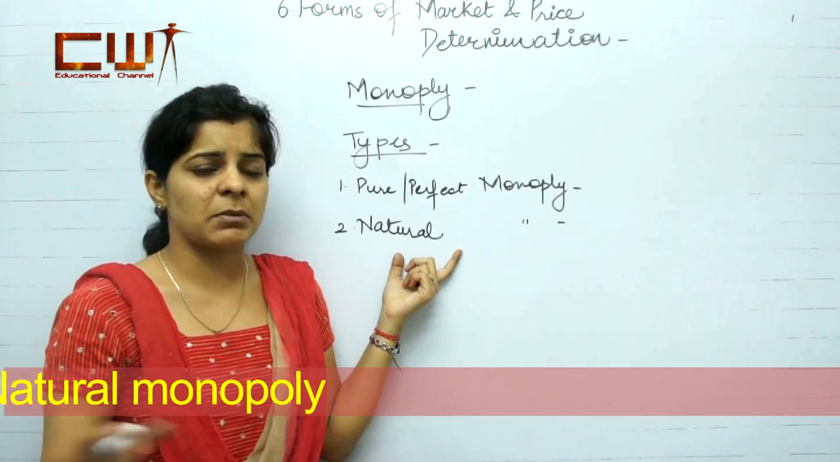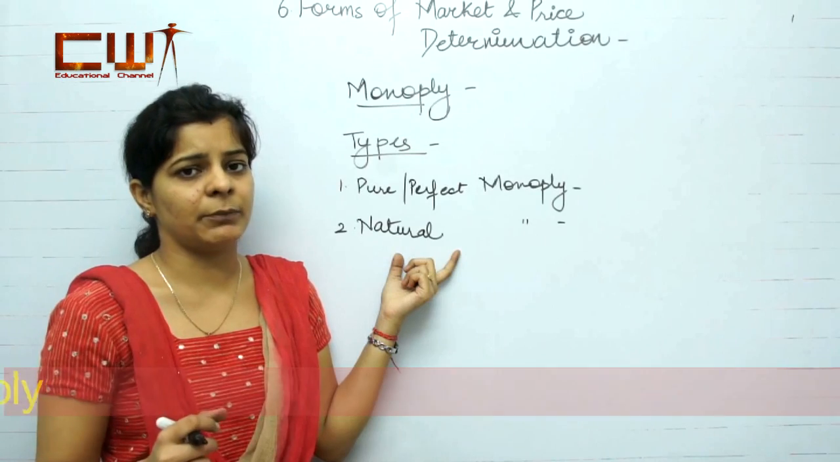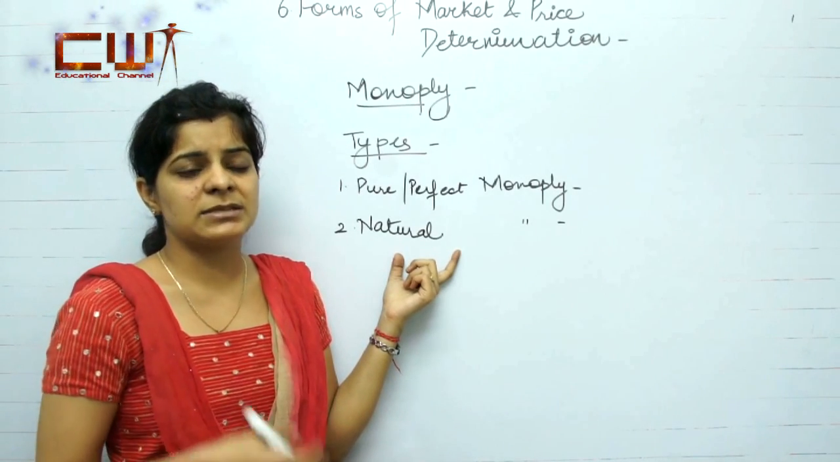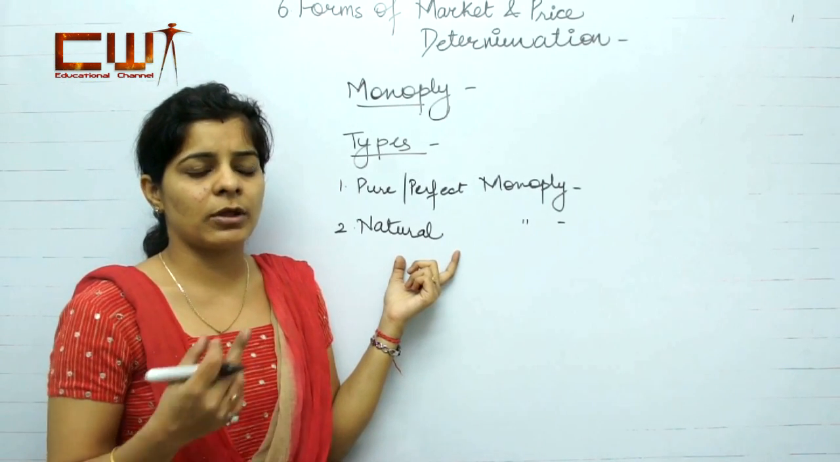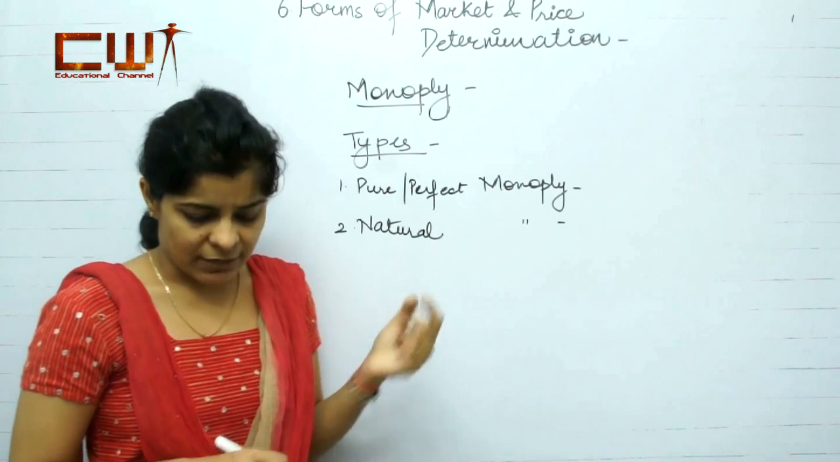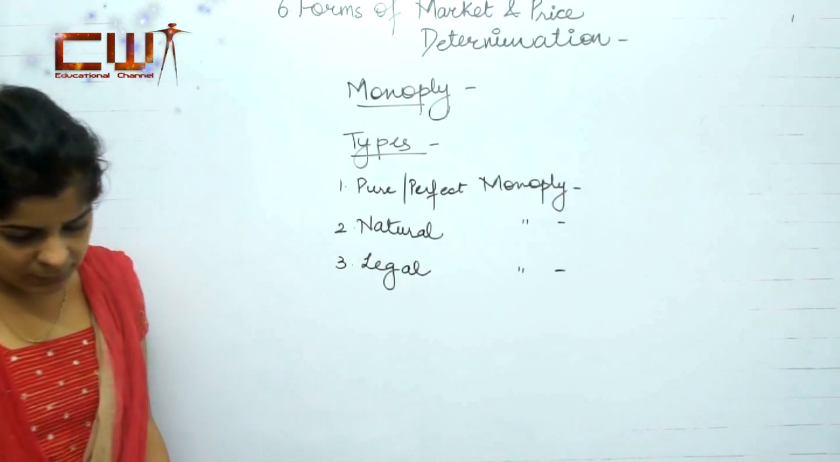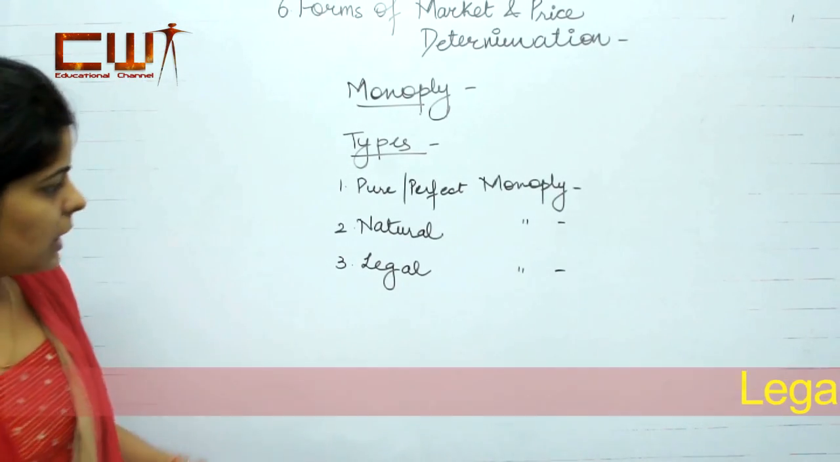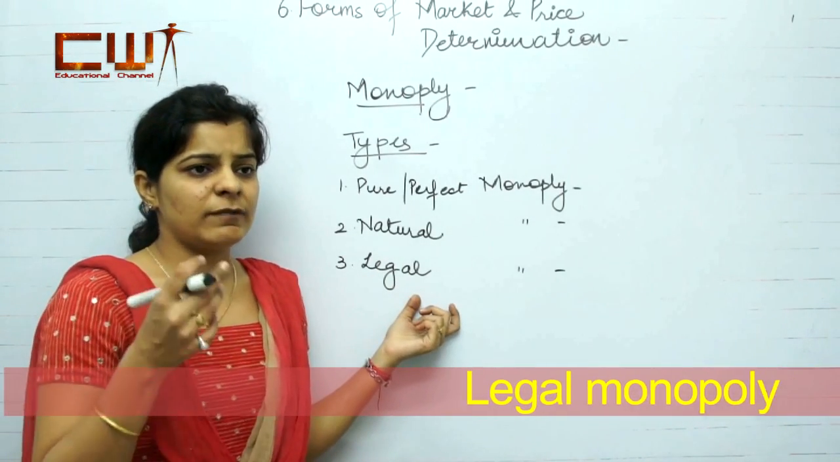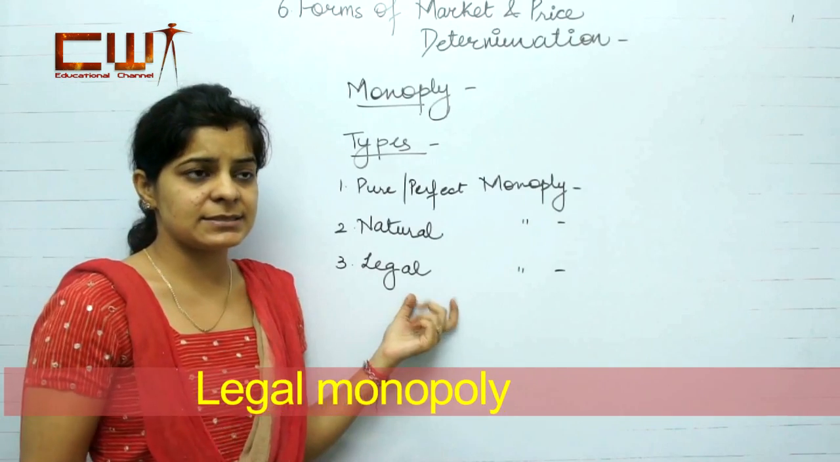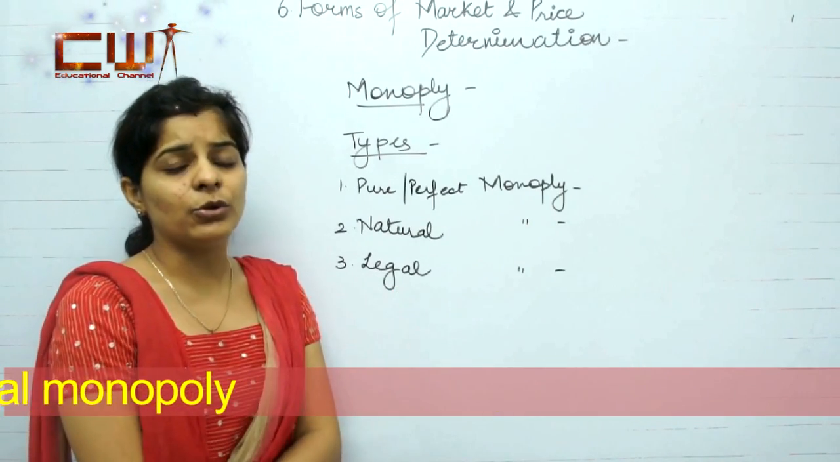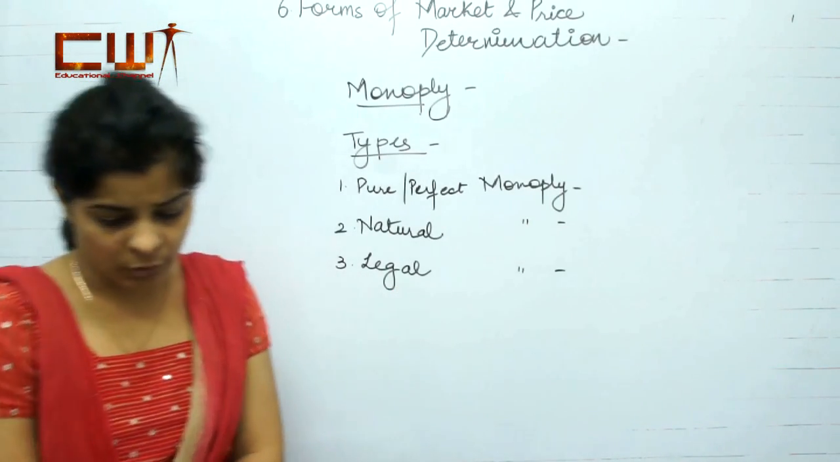You didn't take it from somebody. It's by nature that you have got that monopoly, and no other place has that particular soil where that particular crop can be grown. Next is legal monopoly. Legal monopoly means it arises due to legal protection. You have trademarks, patents, licenses. That is a legal monopoly. Only you can produce the goods through that monopoly.